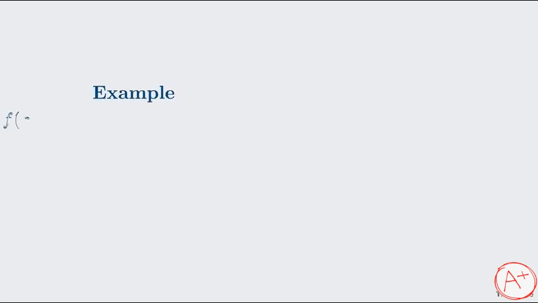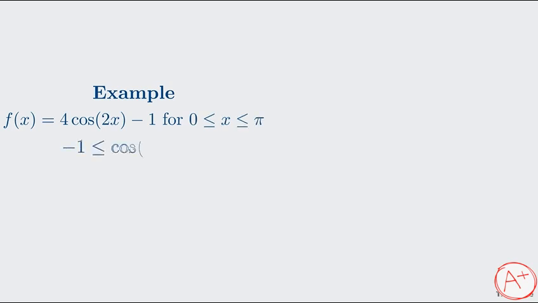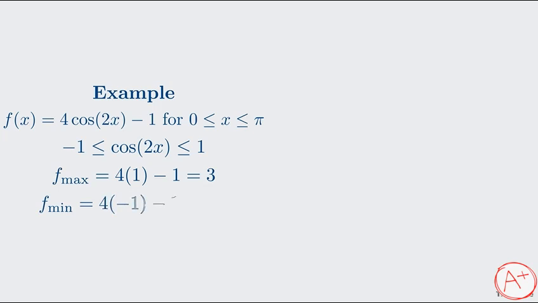Calculate the range for f of x equals 4 cos of 2x minus 1 for x between 0 and pi. Over the interval 0 to pi, the cosine function completes a full cycle and covers all values from -1 to +1. To find the maximum y value, we replace the cosine term with its maximum, which is 1. This gives us 3. To find the minimum y value, we replace the cosine term with its minimum, which is -1. This gives us -5.